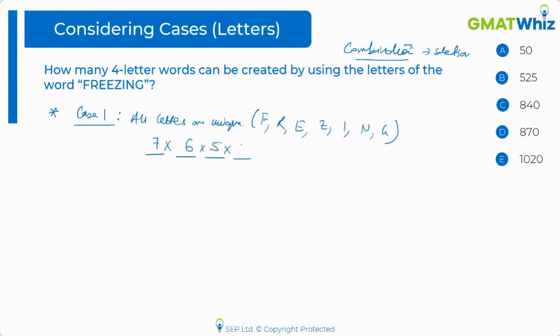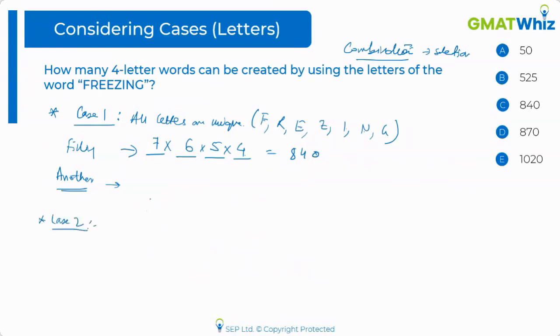This can be filled in 5 ways, and this can be filled in 4 ways. So if you use the filling space method to solve the question, you would be directly finding your answer like this, which is going to be 840. Now I'm going to show you another method here, and I'm showing you this because if you understand this properly, then you will be able to understand case 2 in a better way.